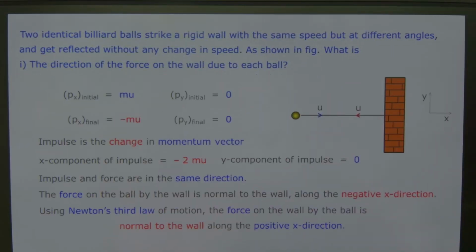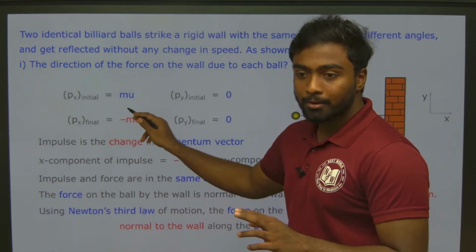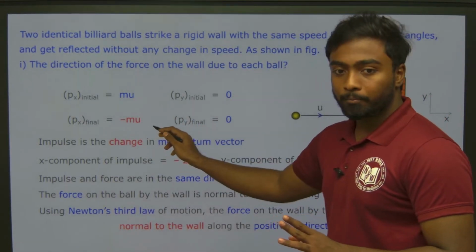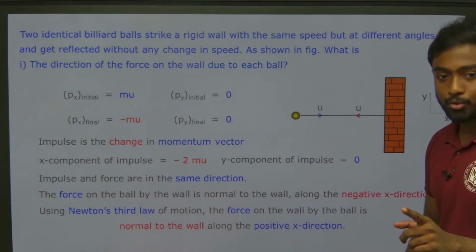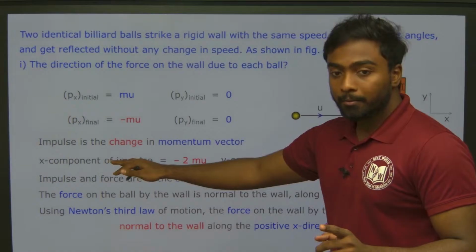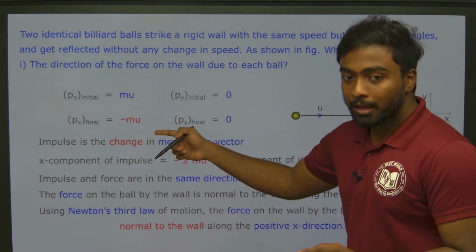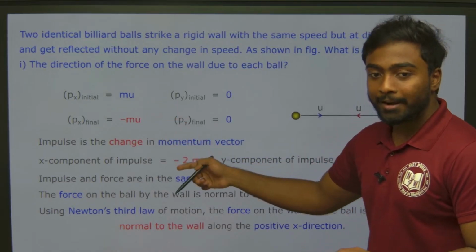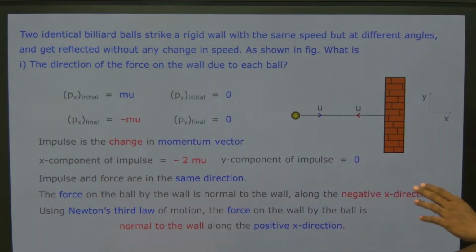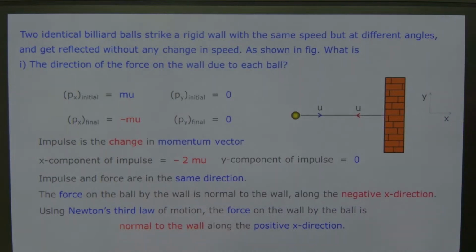For the first case, the initial momentum will be mass into velocity, right? The final will be minus mu, in the opposite direction. Velocity should consider the direction, right? So the change in momentum will be final minus initial. So what is final? Minus mu. Initial is plus mu. So minus 2 mu. Got it? That's why I told you to take that question and we will see that slide. You can take this topic and we will go for that question, okay?